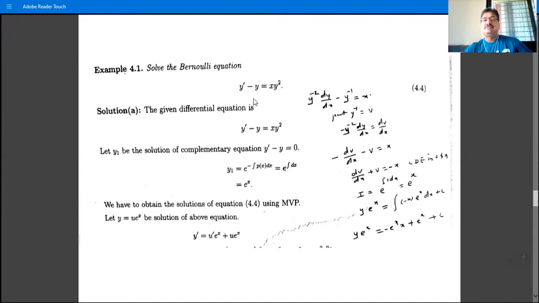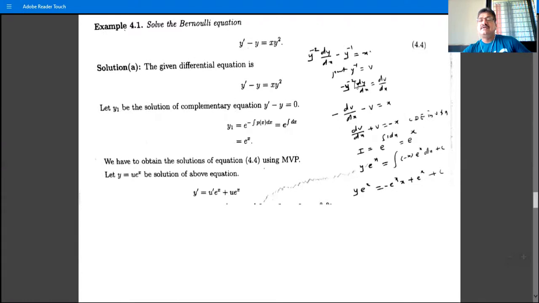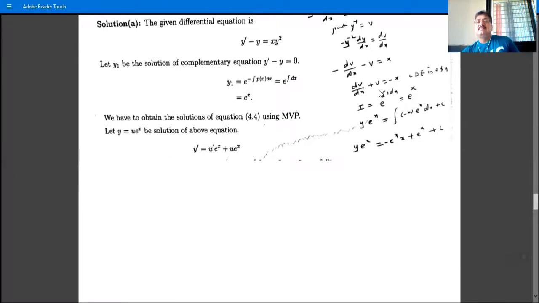So dividing throughout by y square, or multiplying by y raised to minus 2, we have y raised to minus 2 dy by dx minus y raised to minus 1 is equal to x. Then substitute y raised to minus 1 as v, and its derivative is minus y raised to minus 2 dy by dx, equal to dv by dx. So y raised to minus 2 dy by dx is minus dv by dx, and minus y raised to minus 1 is v, equal to x. Changing the sign throughout, dv by dx plus v is equal to minus x, which is a linear differential equation in v and x.